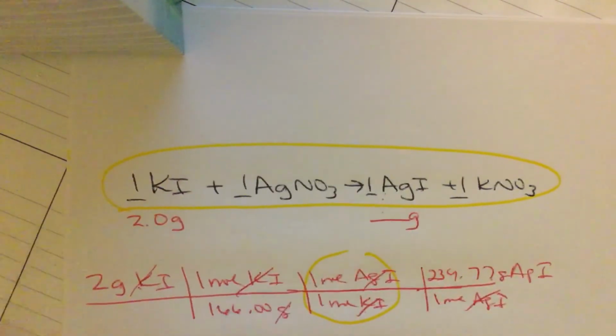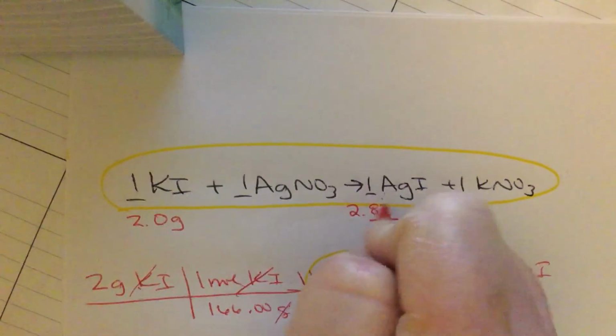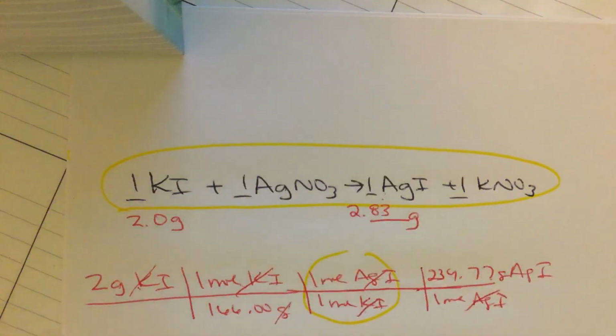So I multiply everything on top times 2, divided by 166.00, and I should have had 2.83 grams of silver iodide. I can't call it potassium, silver iodide. Okay, so that's how you do mass to masses.